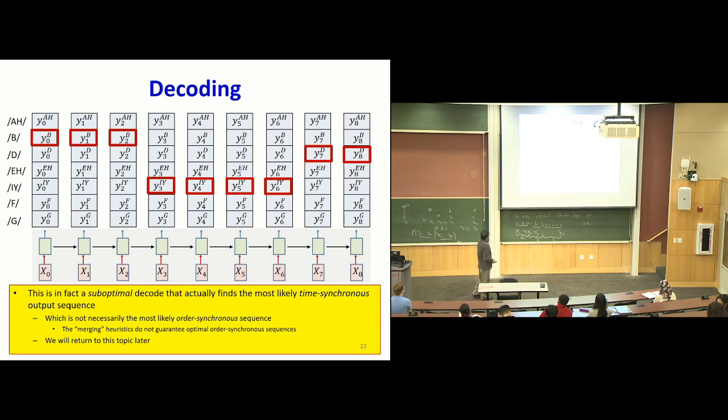So observe that when I do this, what I produced was a time synchronous output. I produced the most likely time synchronous output. This is not necessarily the most likely order synchronous output. Why would that be? Anybody want to guess? You, of course, must guess. You know this answer. So consider this.